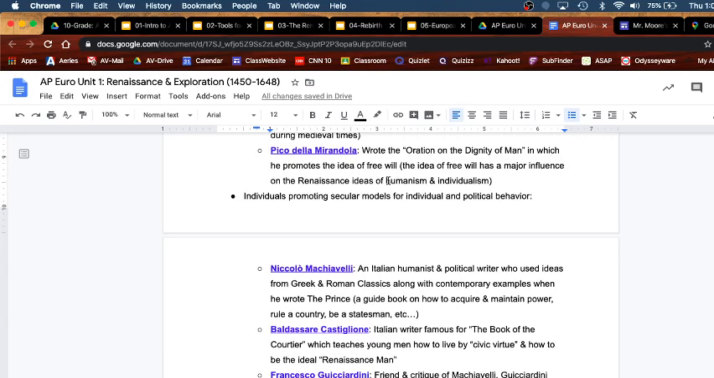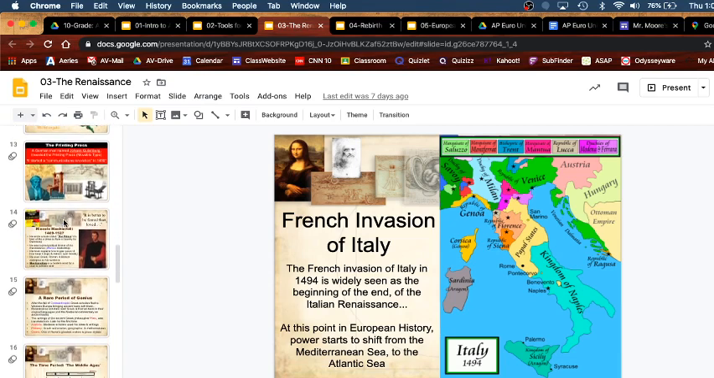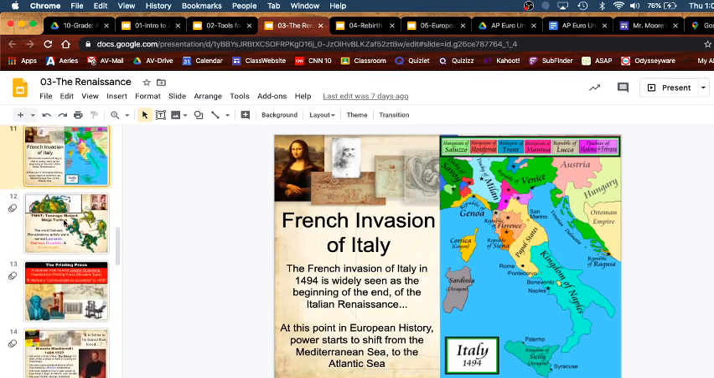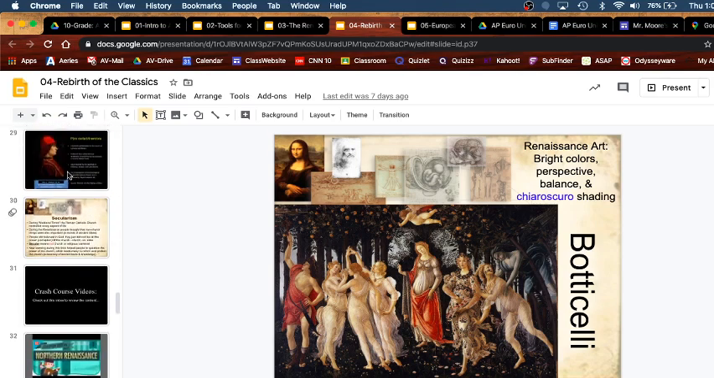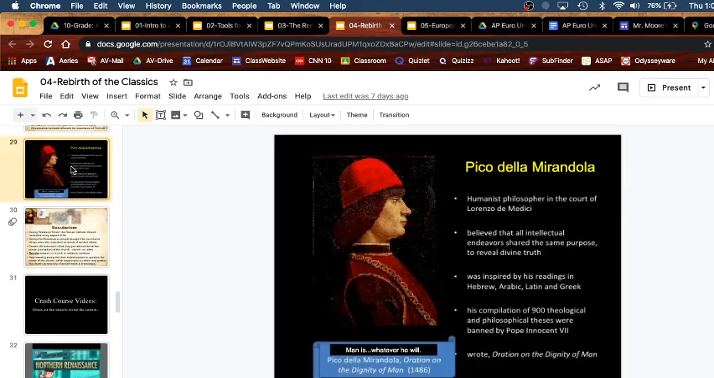The other guy right here is Pico della Mirandola, and he wrote the Oration on the Dignity of Man, in which he promotes the idea of free will. The idea of free will has a major influence on the Renaissance ideas of humanism and individualism. So again, if you go back to some of the writings or some of the lecture notes and materials that have been provided for you in class, that theoretically we did a good job covering in class, we do have information on him. He was hired by the Medici family, great intellect.